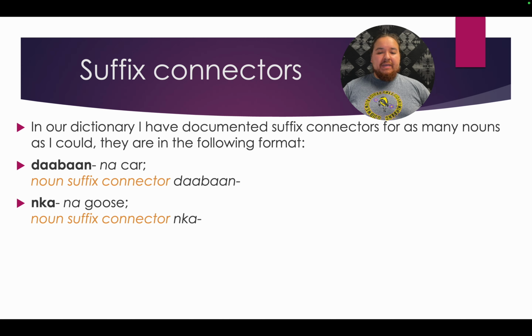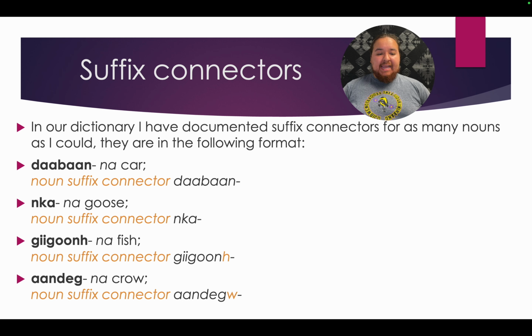We have nka, which is another animate noun, NA, means goose. And it doesn't have a suffix connector as well, but it ends in a vowel sound and the last one ends in a consonant sound. So these are things we have to be aware of. Next, we have gigon, which is a fish, also an animate noun, hence the NA. It has a noun suffix connector. That's an H sound. That's that nasal ending that we have. So that's something we have to pay attention to in the next slide.